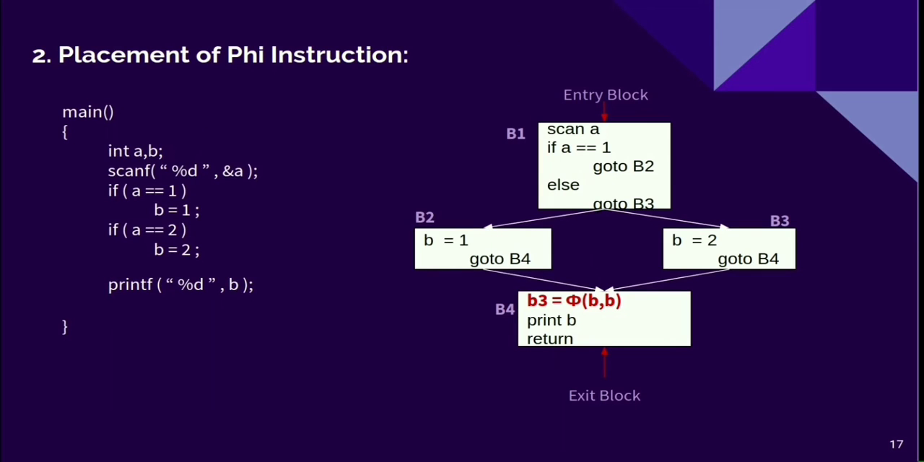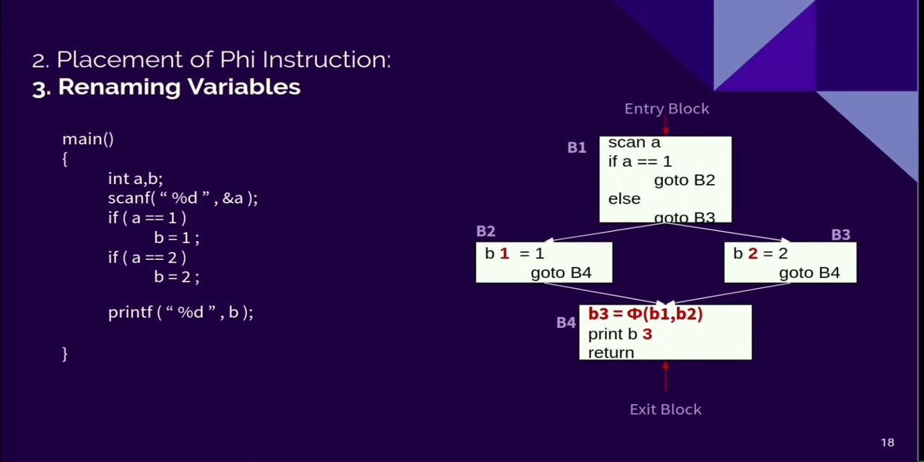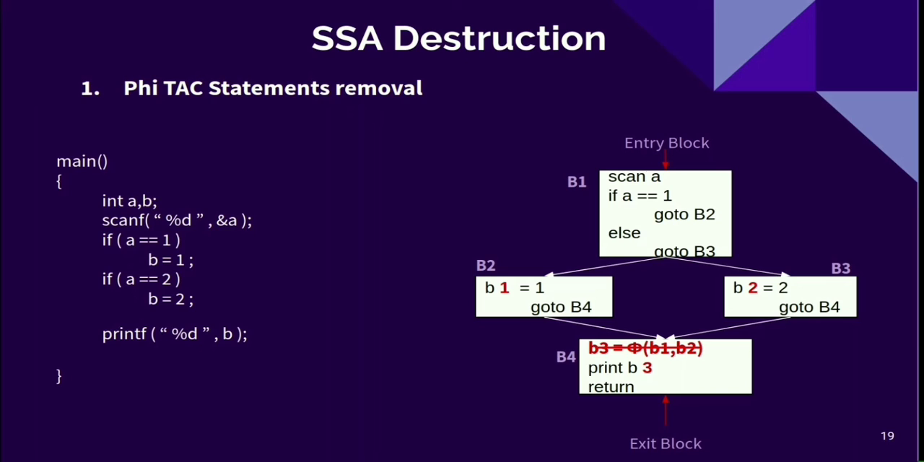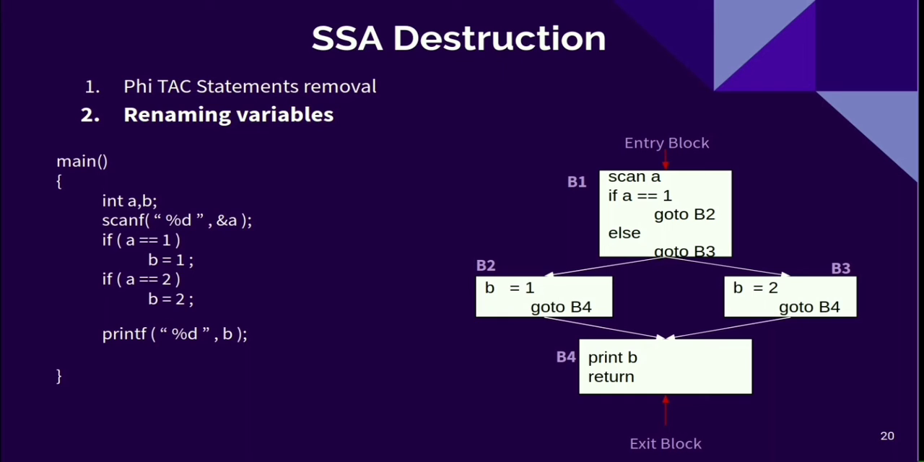The next step is placing a phi instruction. As you can see, these phi instructions are placed in the dominance regions for the variables which are used or which can follow two different paths. And then the variables are renamed. Now this phi instruction is not computed at runtime, so it has to be removed. And this is a part of SSA destruction. Whereas the second step is renaming the variables back to their original names.